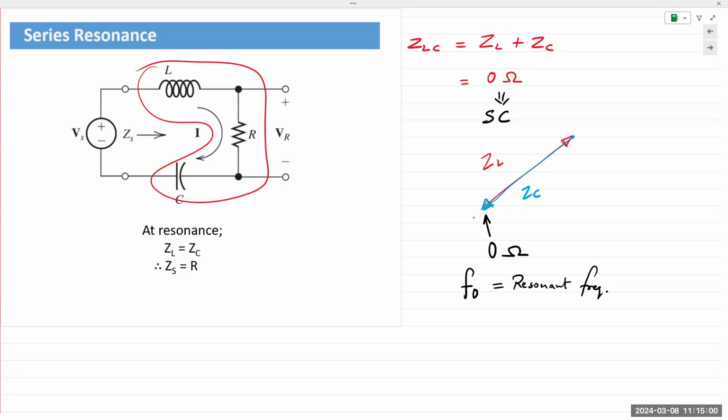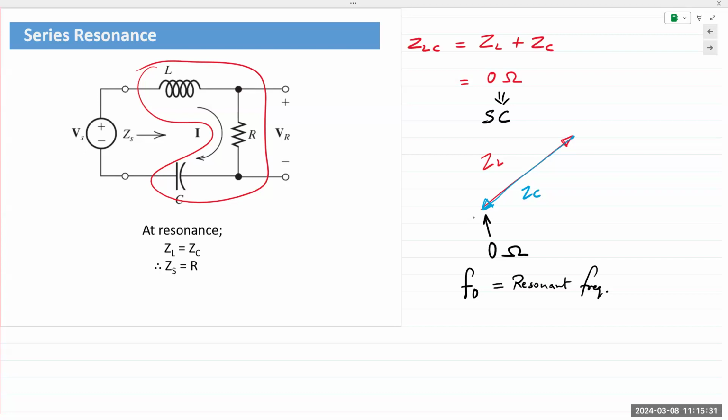We are not looking at the energy transfer analysis, but that's what's happening physically. The cumulative effect of both inductor and capacitor in series at that particular frequency is that it equals 0. So it behaves like a short circuit. If it behaves like a short circuit, then ZEQ, the total equivalent impedance of this RLC circuit, is simply the resistor R.